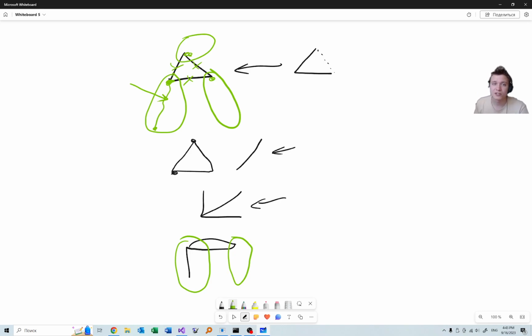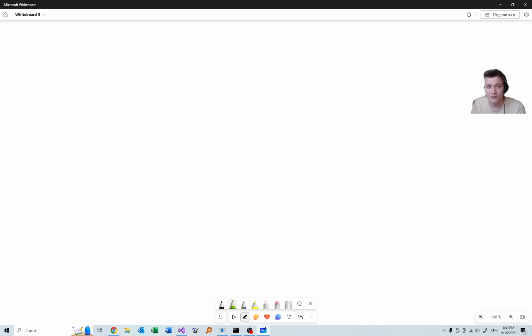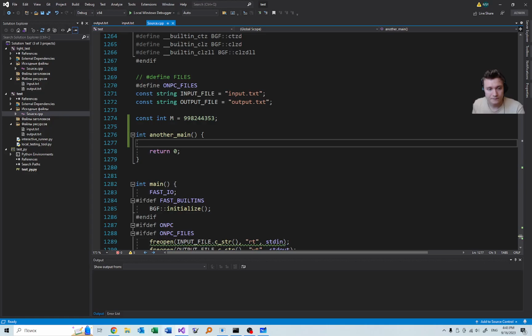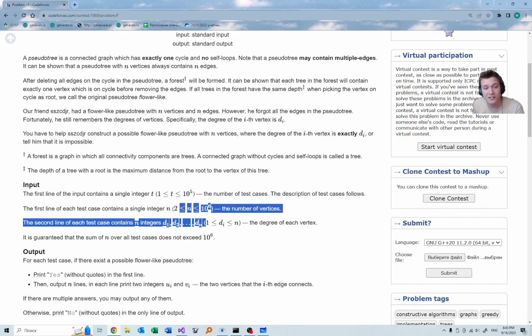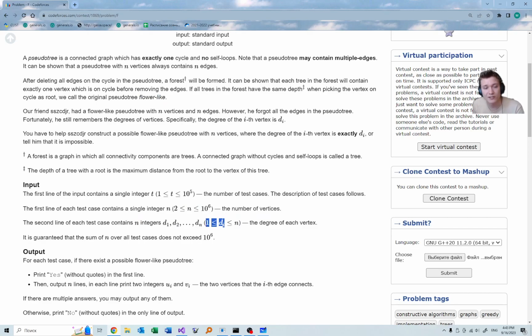So we ask the question, is it possible to construct a flower-like pseudotree with given degrees of the vertices? And if so, then provide such a pseudotree. The constraints, which are always part of the statement, are here. So the degrees are from 1 to n, and the number of vertices is at most 1 million.